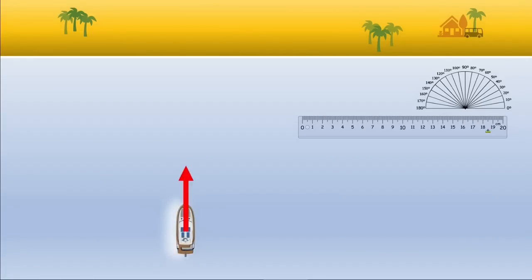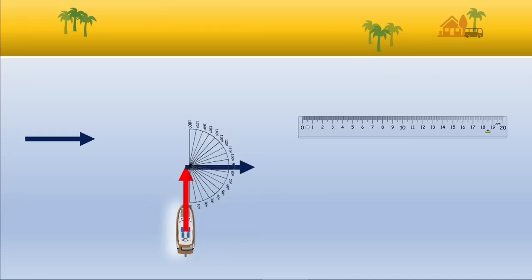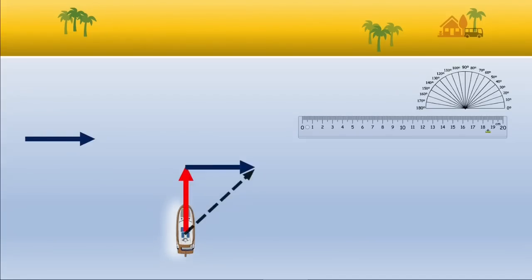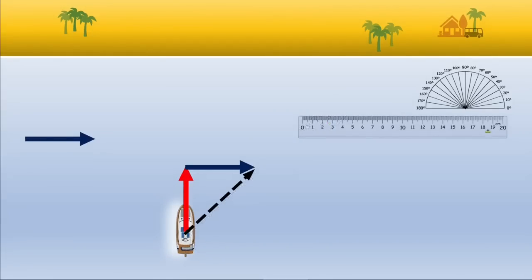Last one. Our boat is now traveling in this direction. Place the arrows on the boat as before, then do the top to tail again. Draw the resultant arrow. Measure it. It should be 9.9 centimeters long. The boat is traveling at 9.9 miles per hour, in this direction.